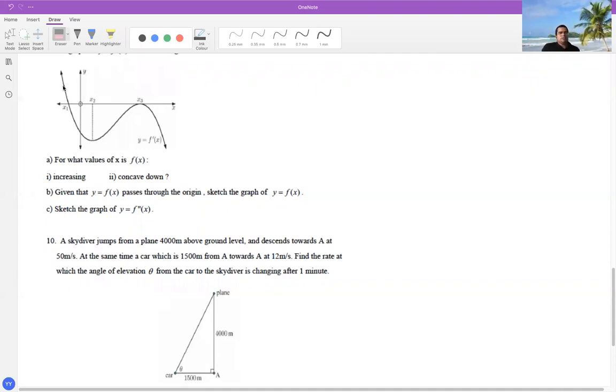Now here is the last question in the derivative skills. For what values of x is the curve increasing? Now remember that this has been given as a derivative curve. So wherever the slope is positive, positive means wherever the derivative is above the x-axis. So for x less than or equal to x1, it is increasing. Now you have to find out where the curve is concave down. So concave down is where your double derivative is negative.